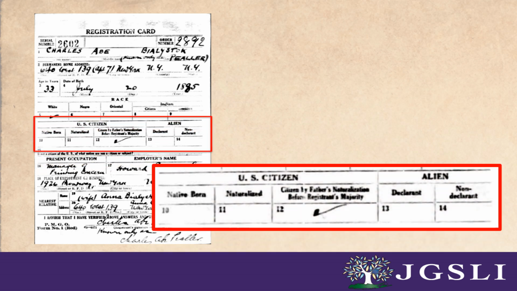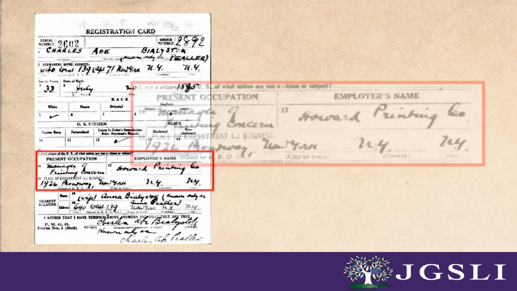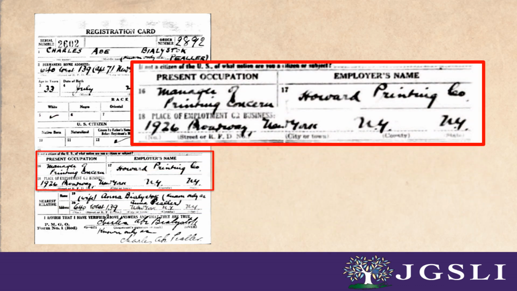Number 2. The next section documents the registrant's citizenship status. This version only discloses that Charles Peeler gained citizenship through his father's naturalization and is not very helpful. Number 3. If you're interested in knowing what your ancestor did for a living, the next section will give you his occupation, who he worked for, and their address.